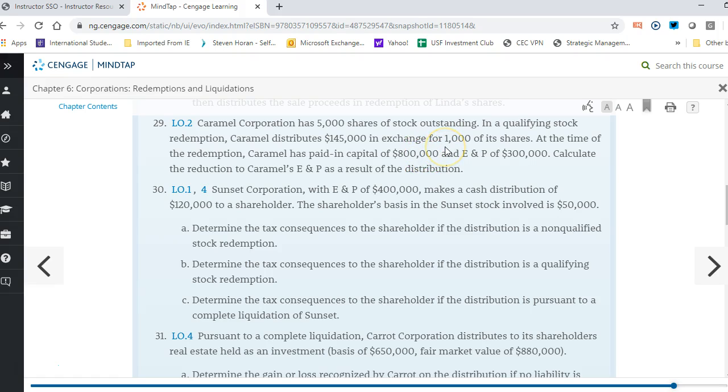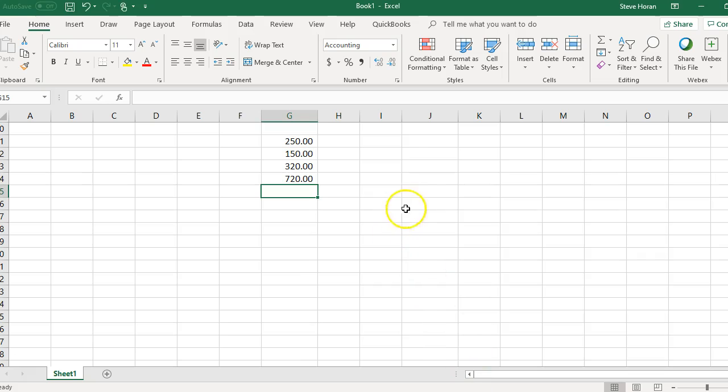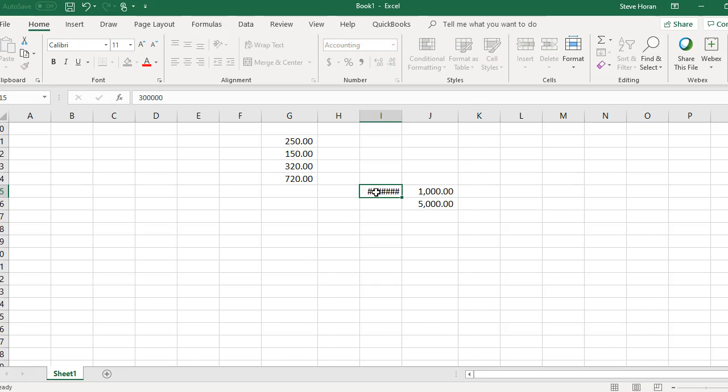So the key is that they had 5,000 shares and they redeem 1,000 shares. So 1,000 divided by 5,000 is the key here. If you take those two numbers, that's 20%. And I multiply that by the E&P. The E&P is 300,000.